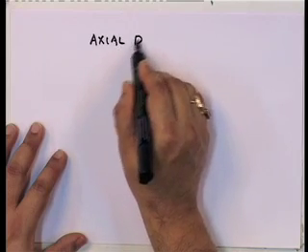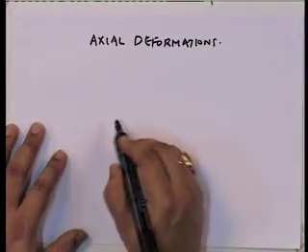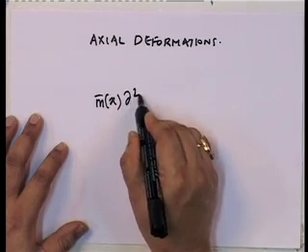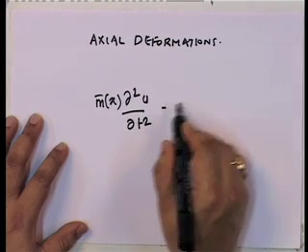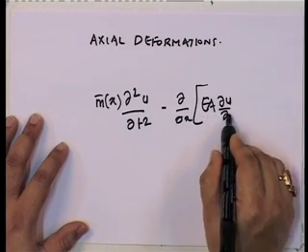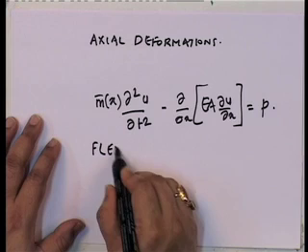Just to refresh our memories on what we had done, we had seen the equation of motion for a simple beam with axial deformations. The equation becomes m bar x del squared u by del t squared minus del upon del x Ea del u by del x equal to P.